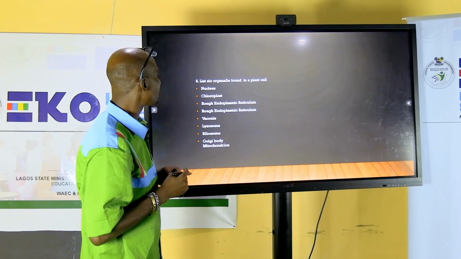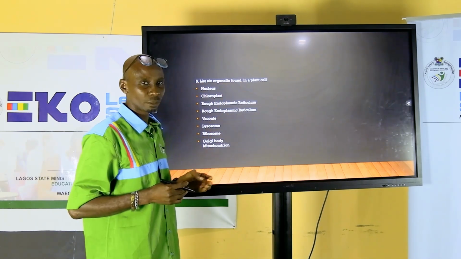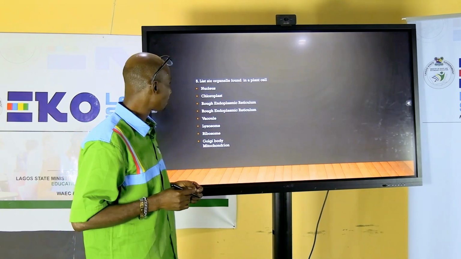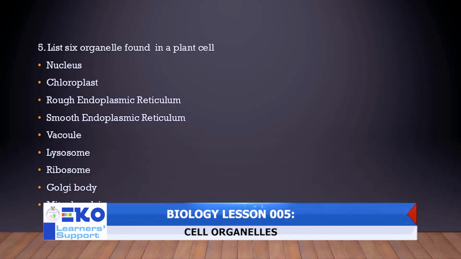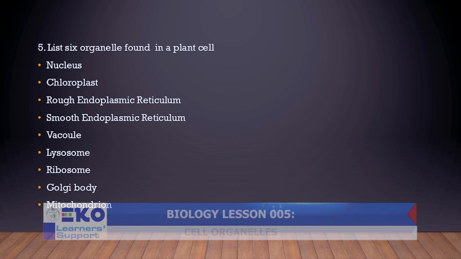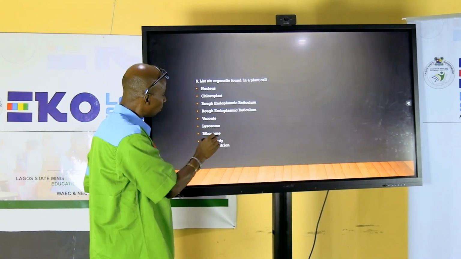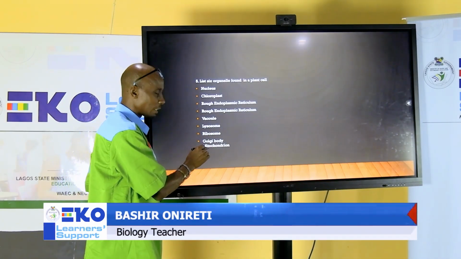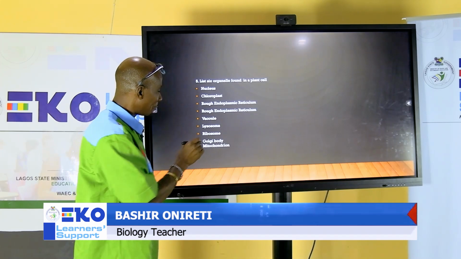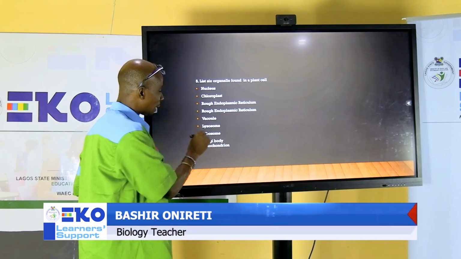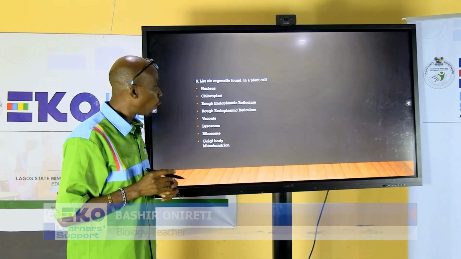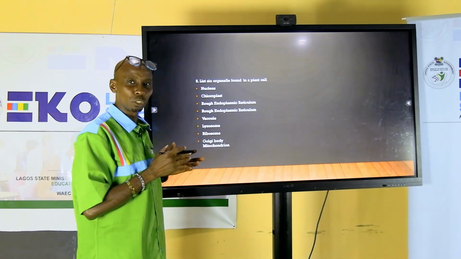The last question says we should list 6 organelles found in plant cell. I have the nucleus, I have the chloroplast, I have rough endoplasmic reticulum. This is supposed to be smooth endoplasmic reticulum, vacuole, lysosome, ribosome, Golgi body, and finally mitochondrion. Remember, mitochondrion is singular, mitochondria is plural. I hope you understand the brief explanation on the questions we were able to practice.